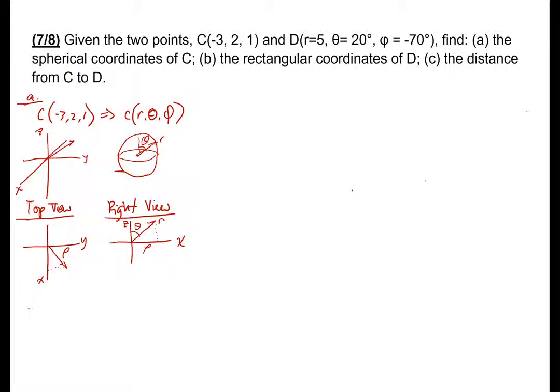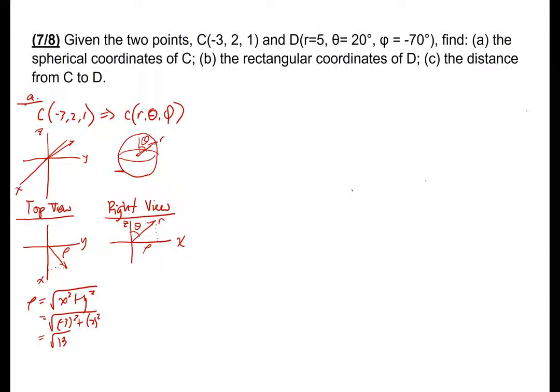So first, we got rho, which is the square root of x squared plus y squared. So this is equal to the square root of negative 3 squared plus 2 squared. So this is 9 plus 4, which is the square root of 13.